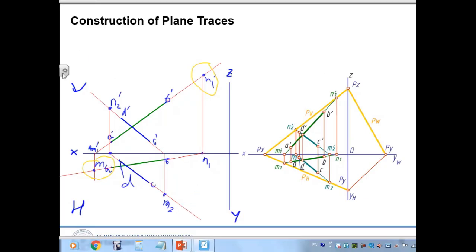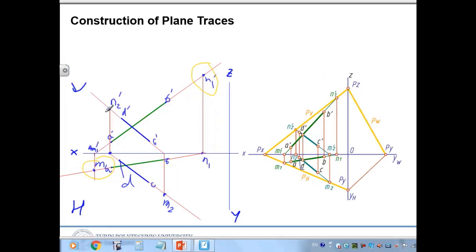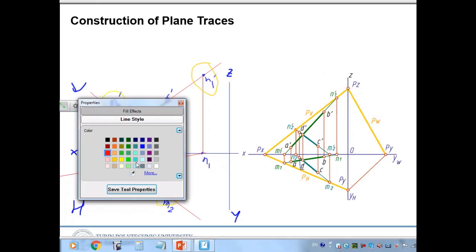So now we have two more points. So this is the trace point for the CD line, and then we have to make a line using N1 dash and N2 dash and M2 and M1. Okay, so passing through those points. So let's make a different color. So let's make a yellow or orange color.